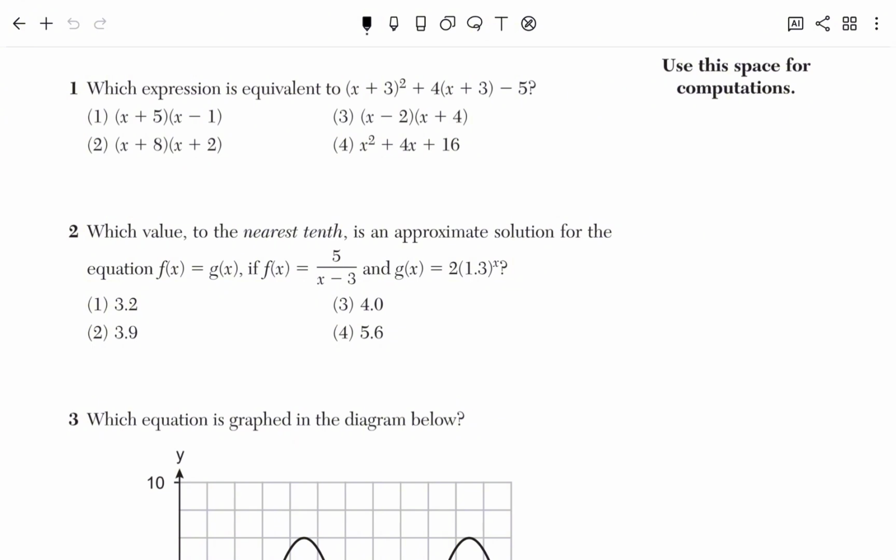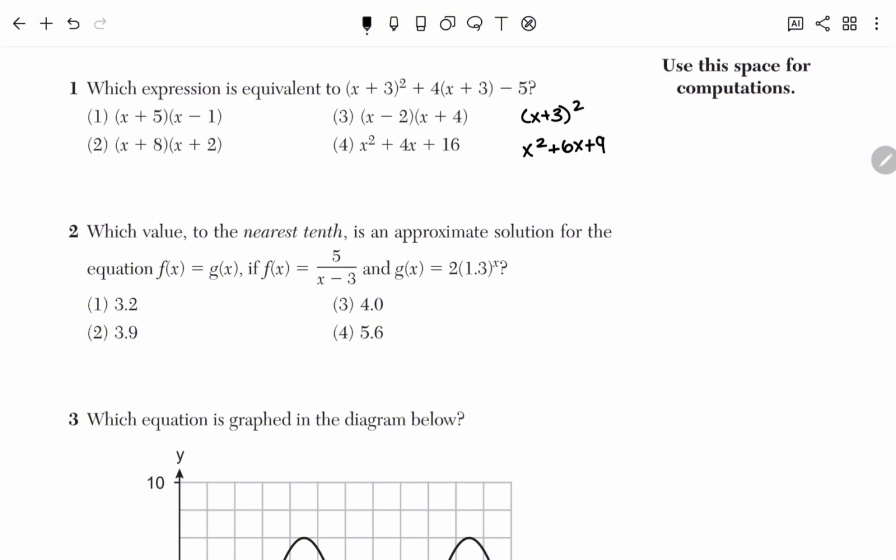So let's start with question number 1. Question number 1 says, which expression is equivalent to x plus 3 squared plus 4 times x plus 3 minus 5? So first things first, what we want to do is simplify this expression. We're going to first simplify x plus 3 squared. A trick that I learned is you're going to do x squared is just x squared. Then inside, 3 times x is 3x. Then you're going to do 3x times 2, which is going to be 6x. And then 3 squared is 9.